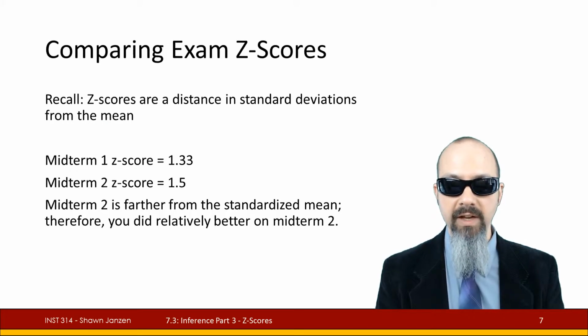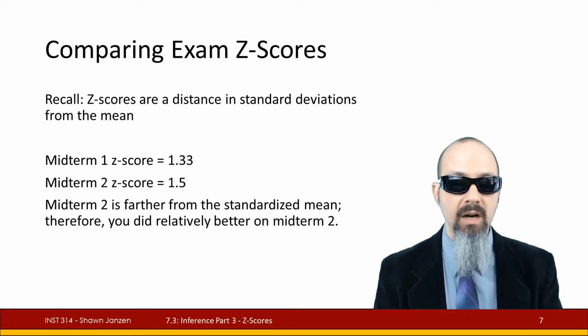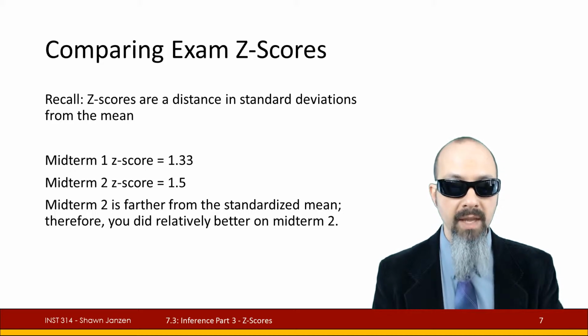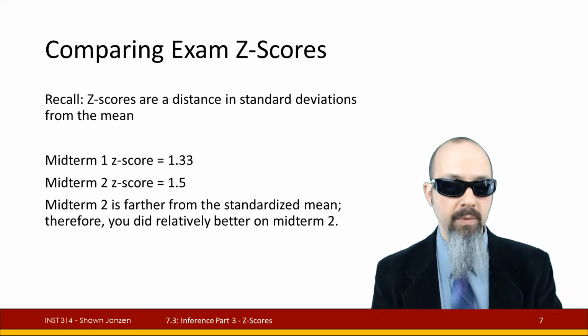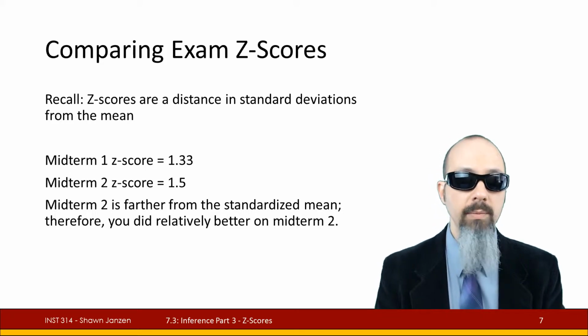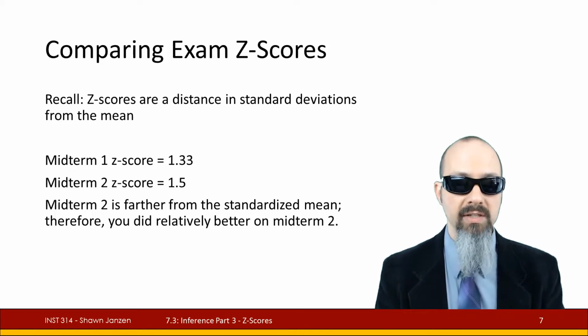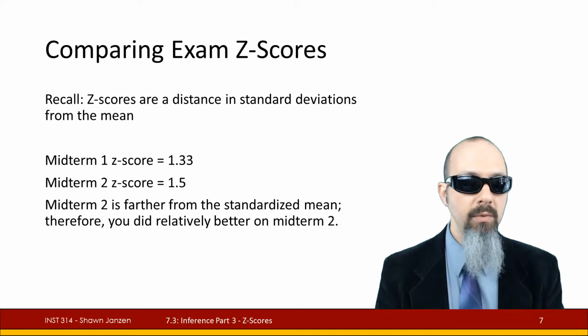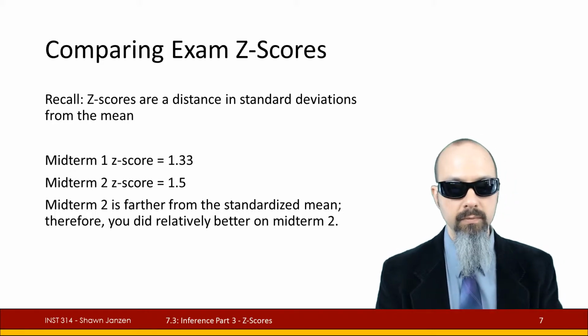So on its face, since these are distances from the mean, the Z-score that is farther from the mean as a standardized value is going to be the better score in this case. 1.5 is larger than 1.33, so we did relatively better on midterm 2.